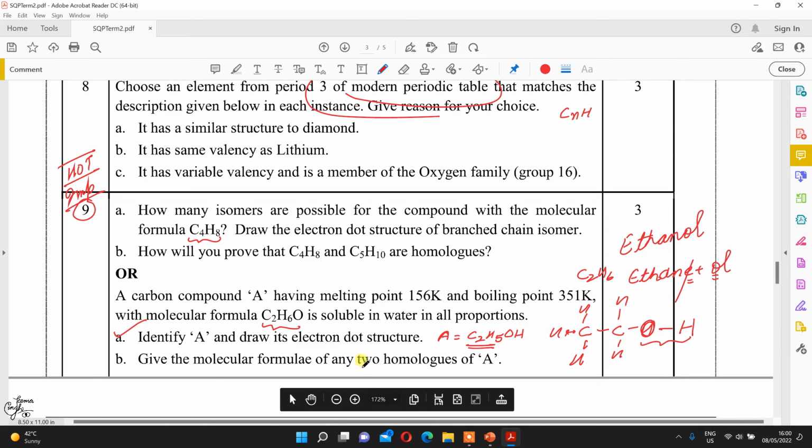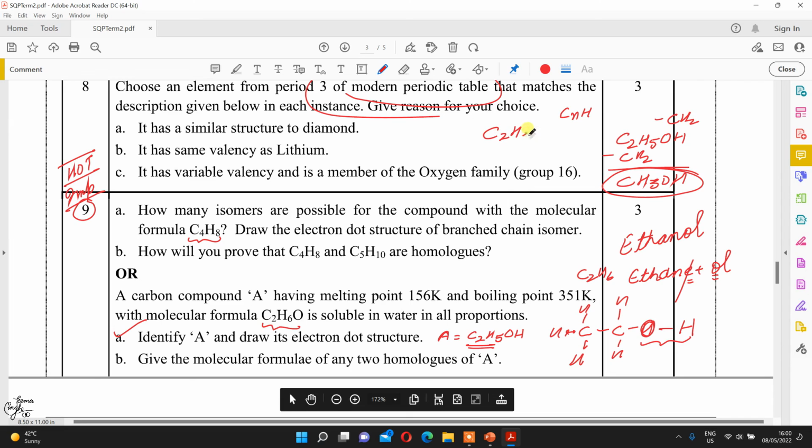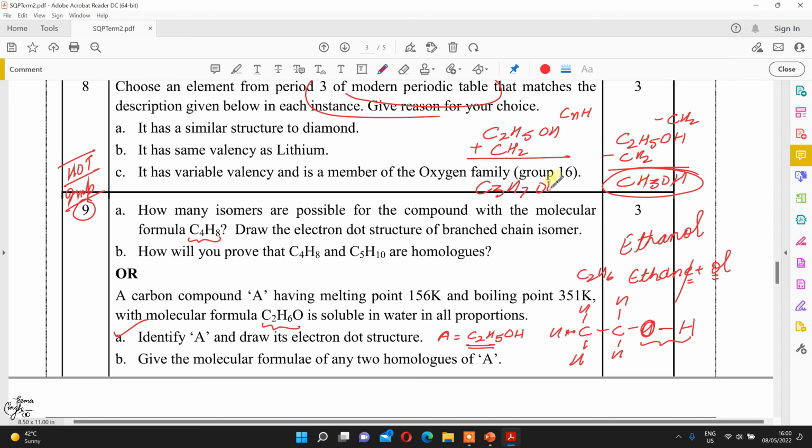Give the molecular formula of any two homologues of A. Any two homologues, two consecutive, right? One after the other. So you have C2H5OH. To find its lower homologue, subtract CH2. So if I subtract CH2 from here, I get CH3OH. And if I add a unit of CH2, I get the higher homologue, C3H7OH. So CH3OH is the lower homologue, C3H7OH is the higher homologue.